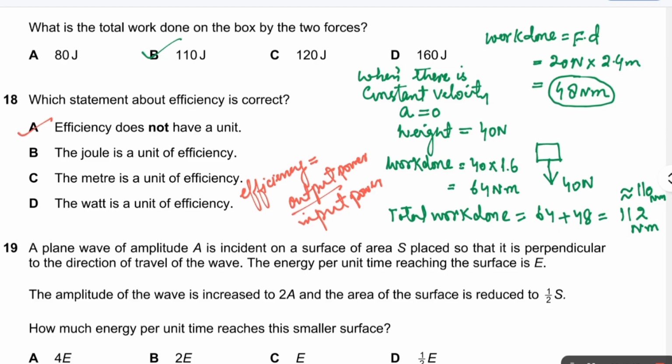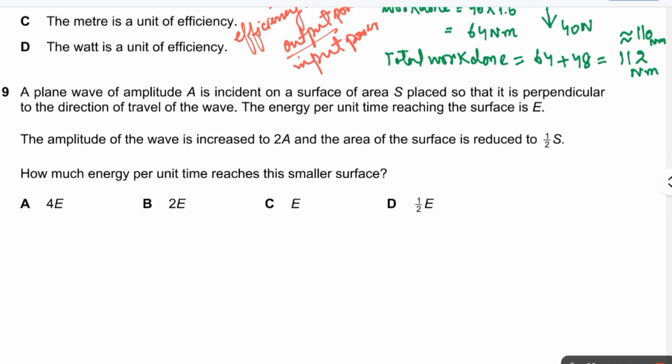Why? Because if you measure the power in watts and divide by input power, which is also in watts, watt divided by watt is cancelled. So efficiency is a number. It is a value. Okay, you understand it. I hope you understand.